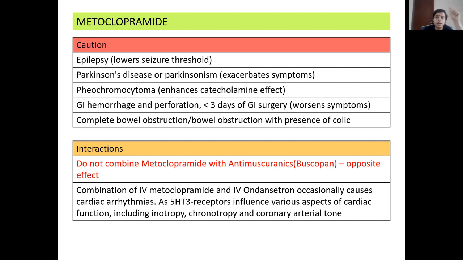And the red thing I have written, please don't combine. It's a very basic thing, but we very often see this combination. Do not combine prokinetic metoclopramide and anti-muscarinic because it has the opposite effect.